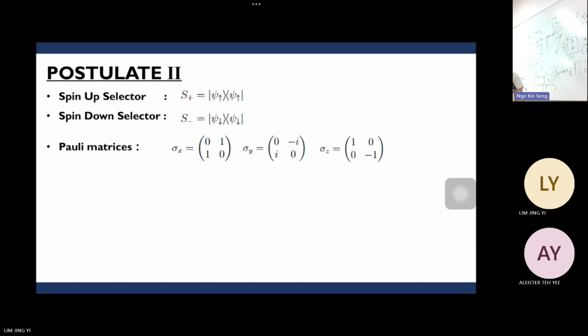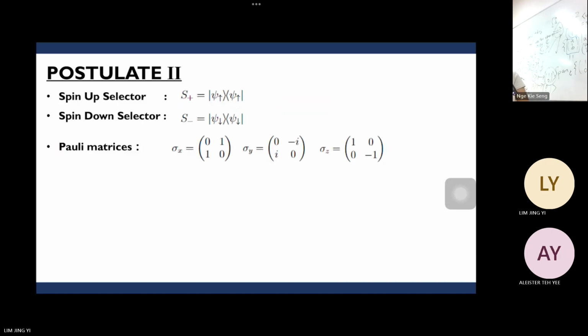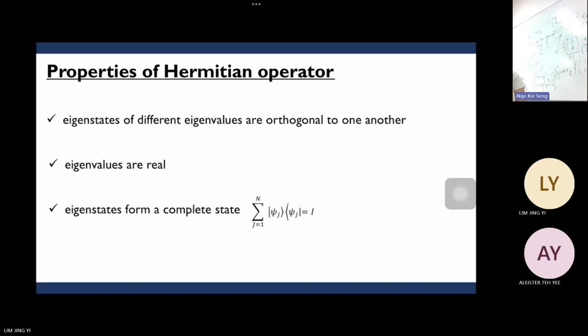If you work it out, this will be the spin states along the y-axis. After you have obtained the spin states along the x-axis, y-axis, and z-axis, you can easily compute the spin up selector. In fact, the selectors are called the Pauli matrices, named after Wolfgang Pauli. You can show that these Pauli matrices are Hermitian and also unitary.